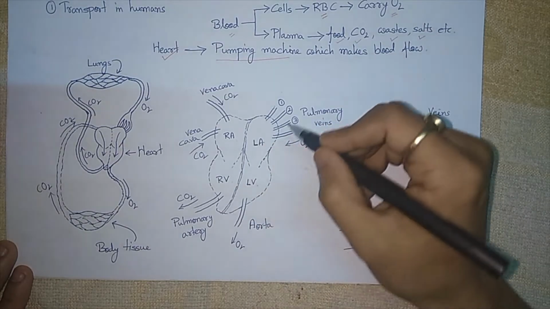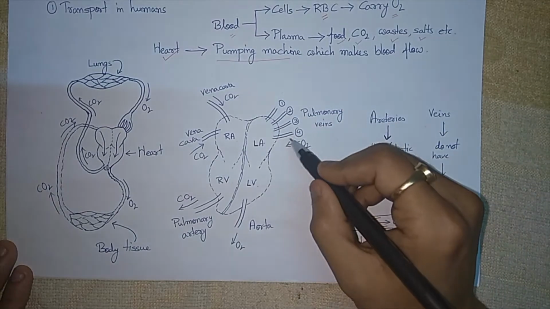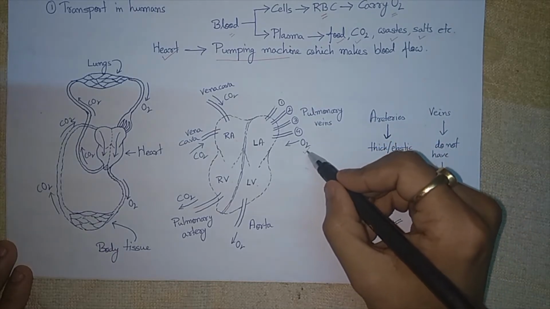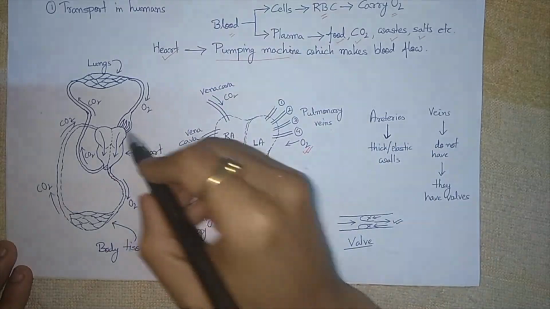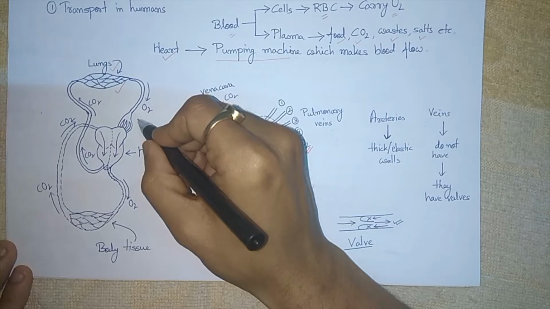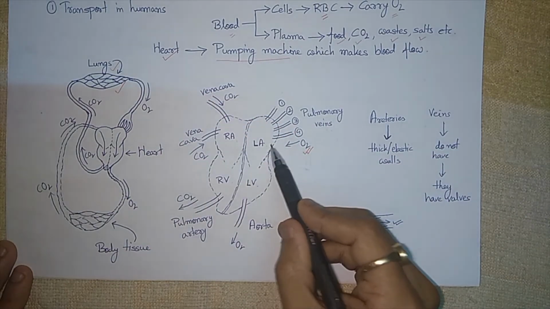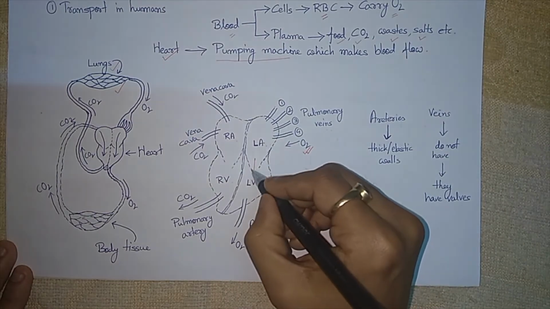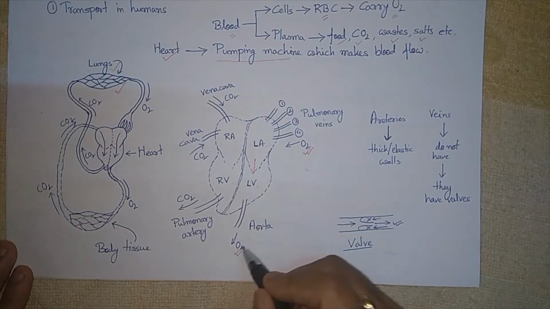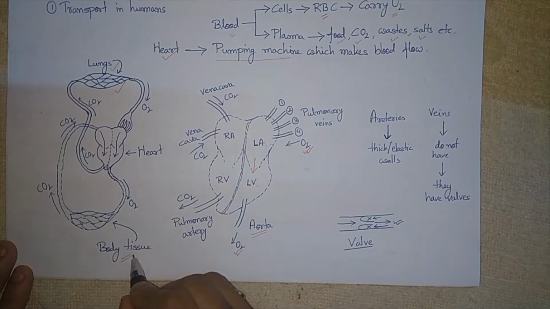In the left auricle, we have four pulmonary veins which bring oxygenated blood from the lungs to the left auricle. From the left auricle, this blood is passed to the left ventricle. From the left ventricle, this oxygenated blood goes through the aorta to the body tissues.